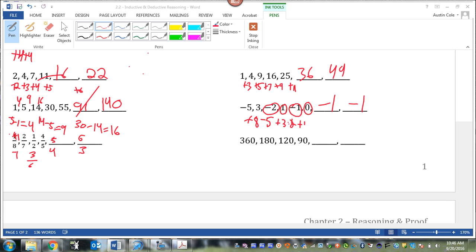Oh, 360 minus 180 was 180. Then 180 minus 120 plus 60. Then 120 minus 90 equals 30. And then 30 plus 30 is 60. 60 plus 60 again. Wait, no, 60 plus 60 does not equal 180. Equals 120. Darn it. Oh, yeah.